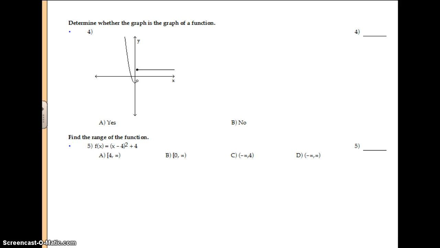Number 5 says find the range of the function. Range is all of our y values. Again, all I would do is graph this function and take a look at what my values of y are. So what's the lowest point to the highest point, and we'll do that here.